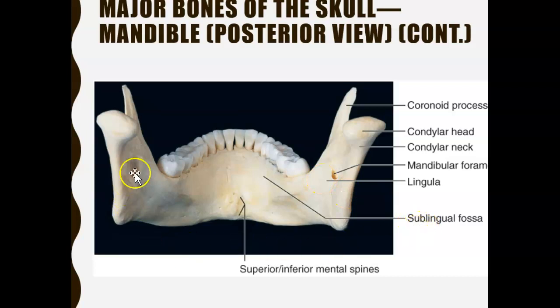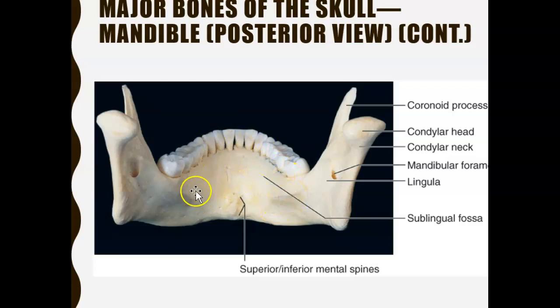We're looking at another view. If you look at it, this is the coronoid process, something sticking out. This is the condyle. This is the mandibular foramen. And then you can see there are other terms as well. One of the things you'll note is the tongue is over here.